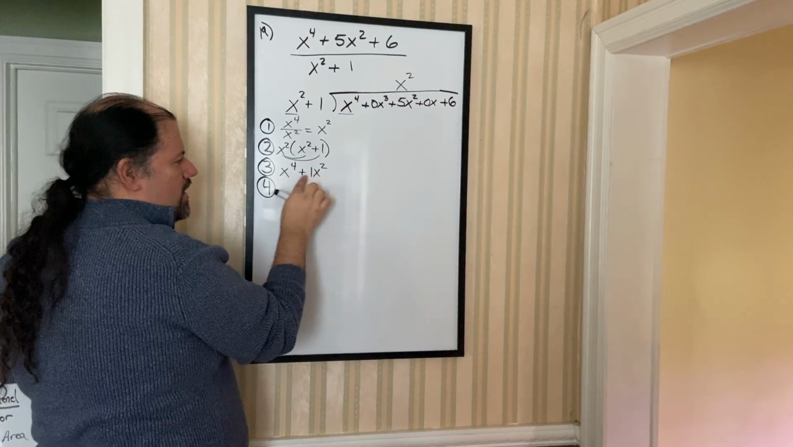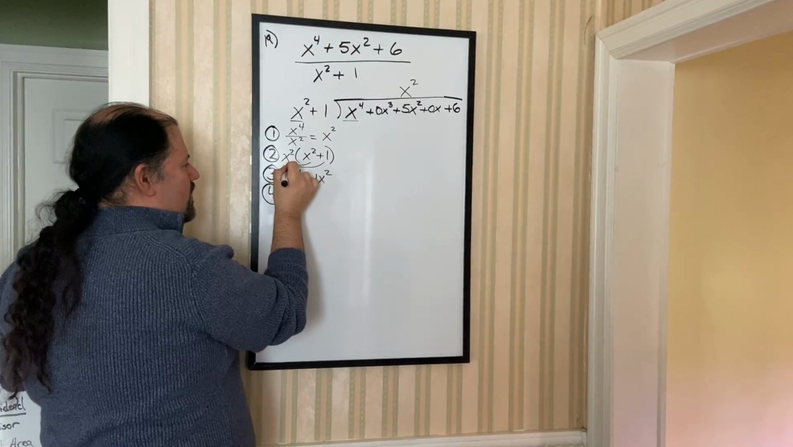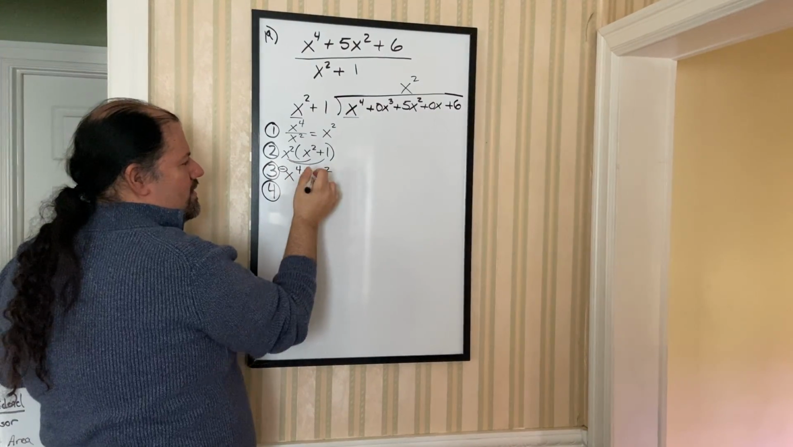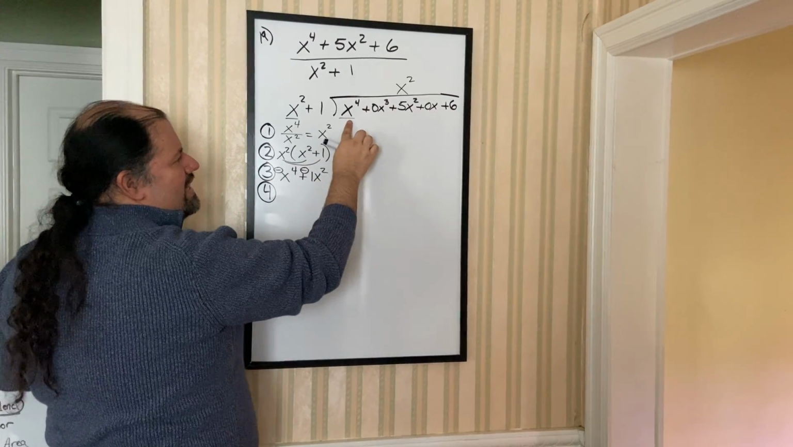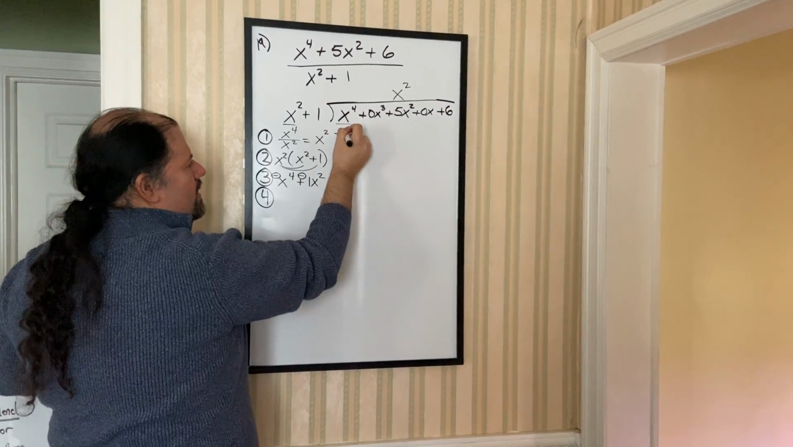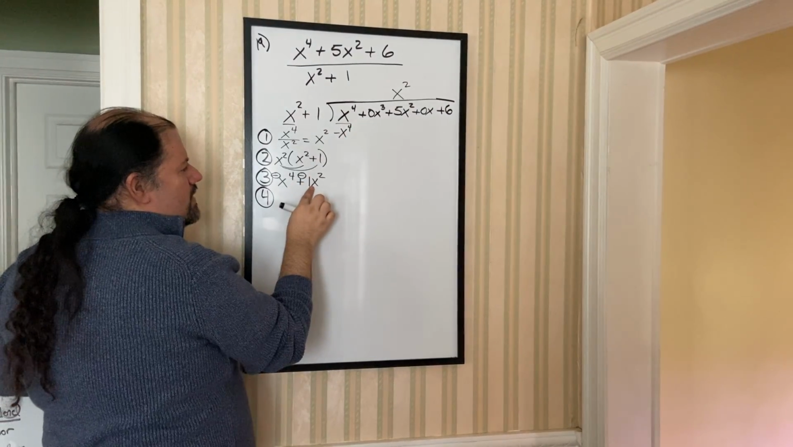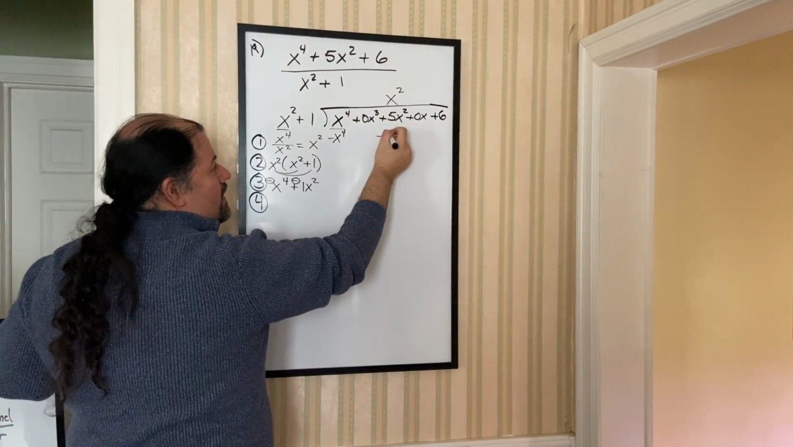A, change the signs to the opposite. So this was a positive, becomes a negative. This was a positive, so we'll make it a negative. That's A. B, now line them up. So notice the negative x to the 4th will go with the x to the 4th guy. Notice the negative 1x squared will go with the x squared guy.